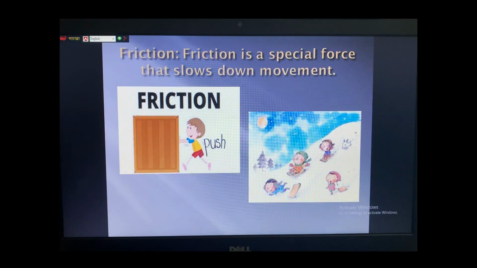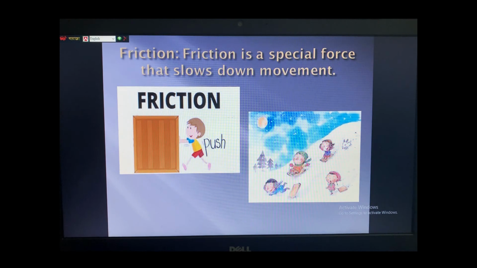Now, what is friction? Friction is a special force that slows down movement. Look at the picture. Here, the box remains still. The boy is trying to move the box. So, when you push or pull any object to move it, the force of the push or pull should be greater than the force of friction.